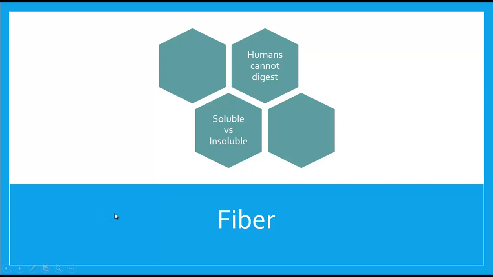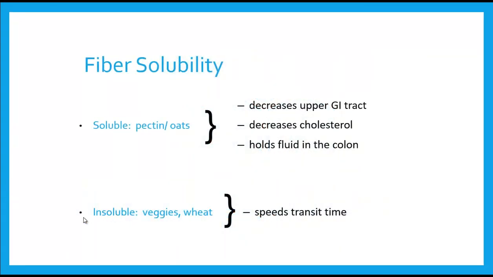We have two different types of fiber known as soluble and insoluble that have different functions in the body. Soluble fiber found in pectin of fruits and oats has a gel-like consistency. There are three main benefits of soluble fiber. The first is that it slows down the digestion and absorption of carbohydrate, which can prevent spikes in blood sugars.